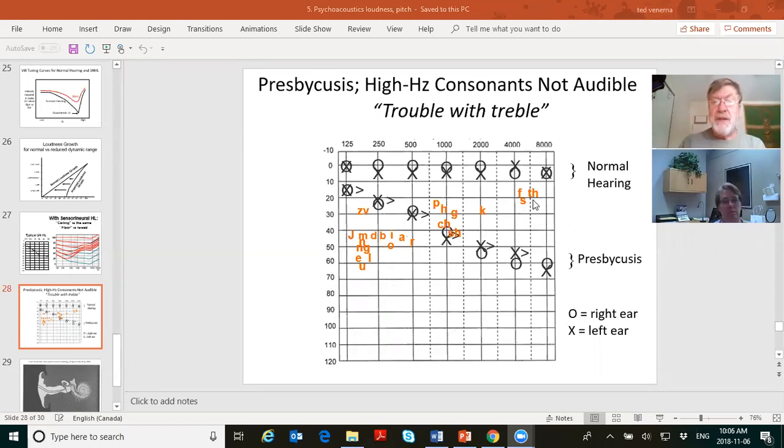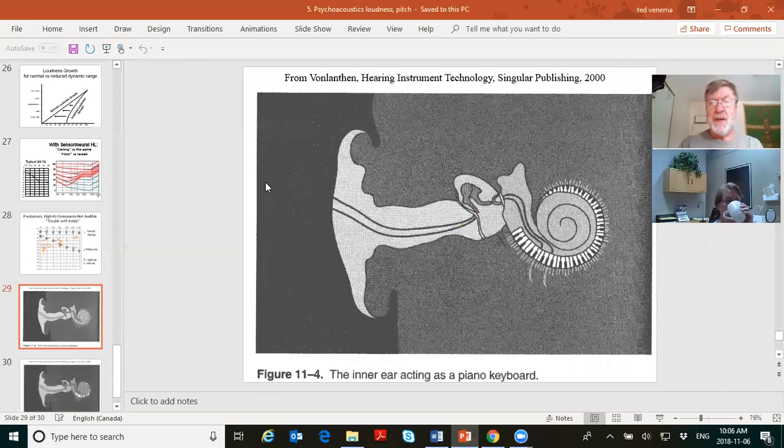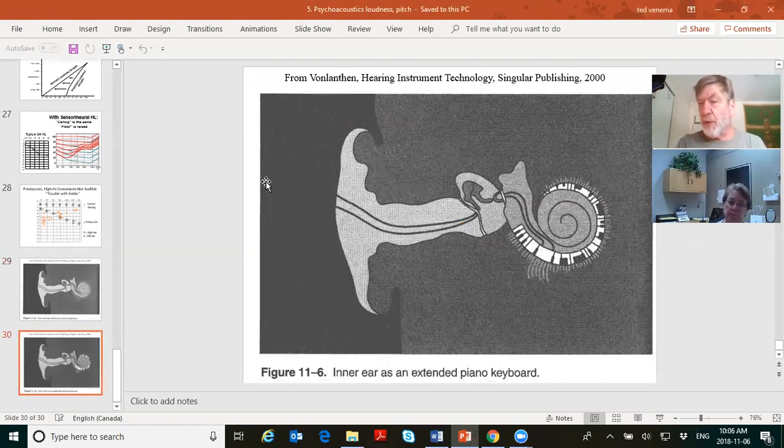Basically, the trouble hearing treble. This picture is showing you normal frequency resolution. Think of the cochlea as being tonotopic, like keys on a piano. And now you've got poorer frequency resolution. The keys on your piano just got fatter. You haven't got the fine tuning anymore, and that's largely because of hair cell damage.